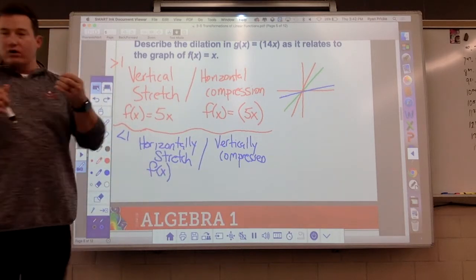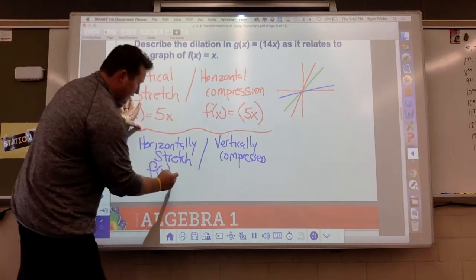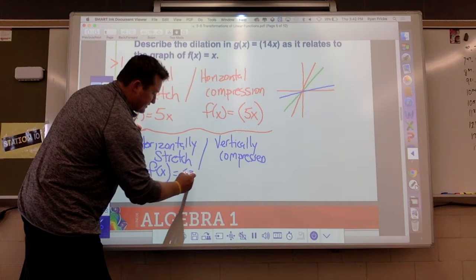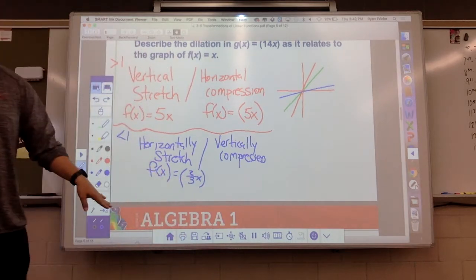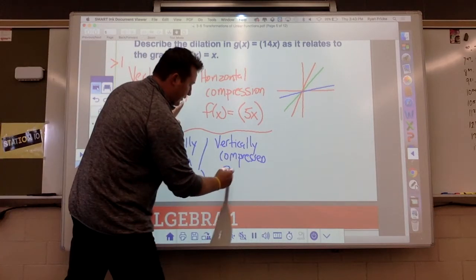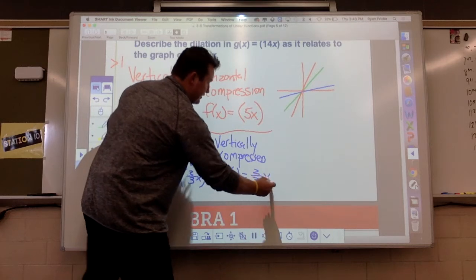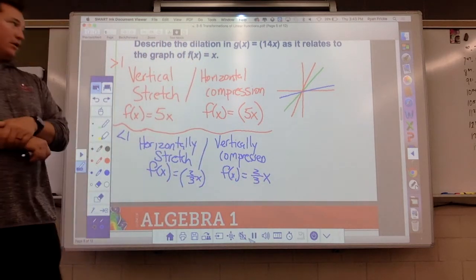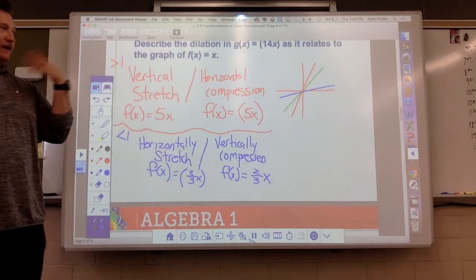If we're horizontally stretched, this is the one that's going to be in parentheses. So maybe this is like (2/3 x). If we're compressed vertically, we don't have the parentheses. Maybe we just look like this: 2/3 x.